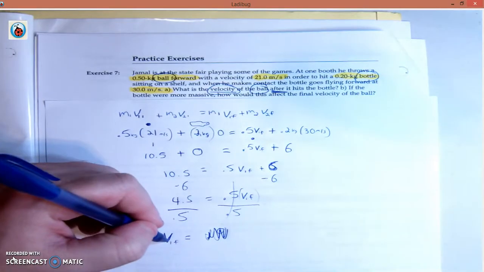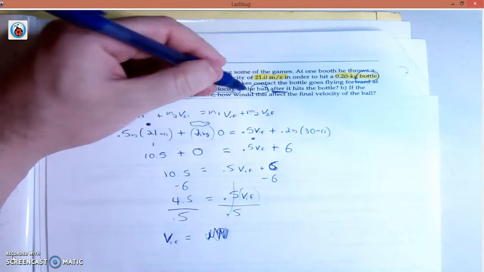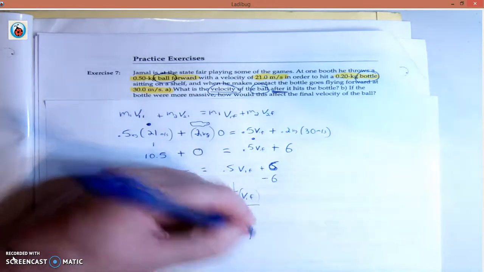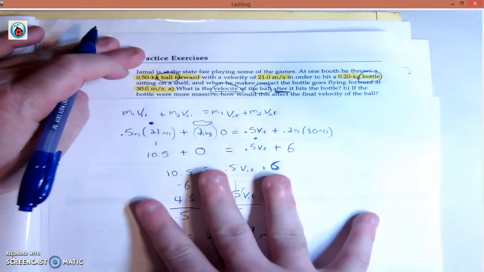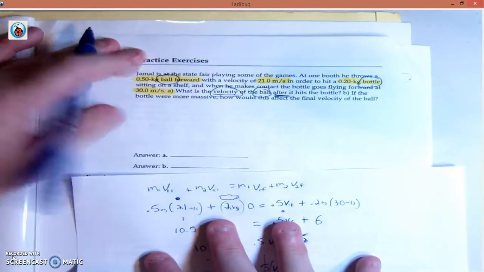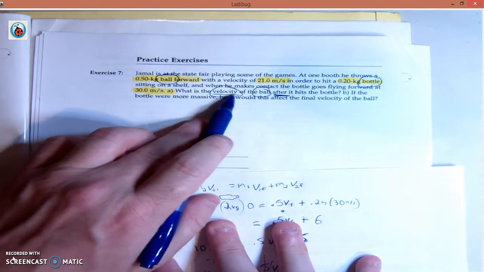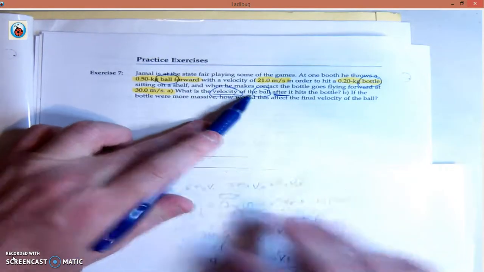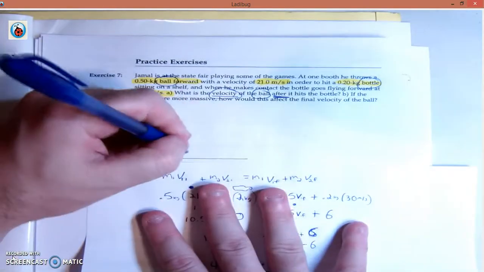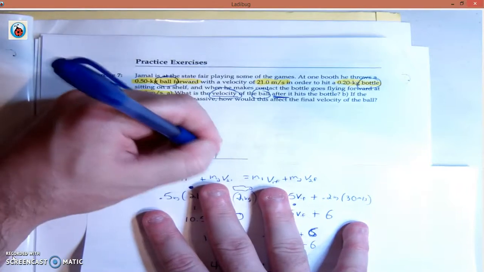So the first object's final velocity, so the first object was the ball, right? Final velocity equals 9 meters per second. So let's scroll down and see what the second part of the question was. Answer A, what is the velocity of the ball after it hits the bottle? So that was the final velocity of the first object, and we said it was 9 meters per second.